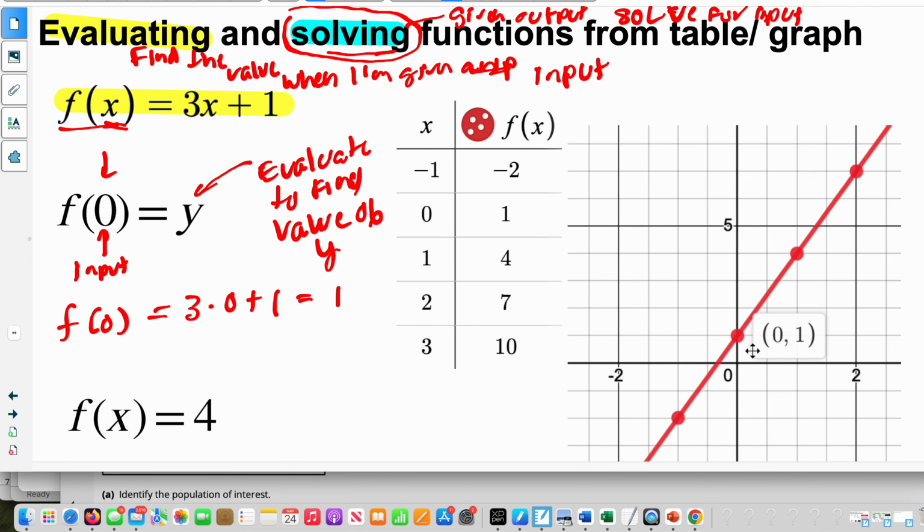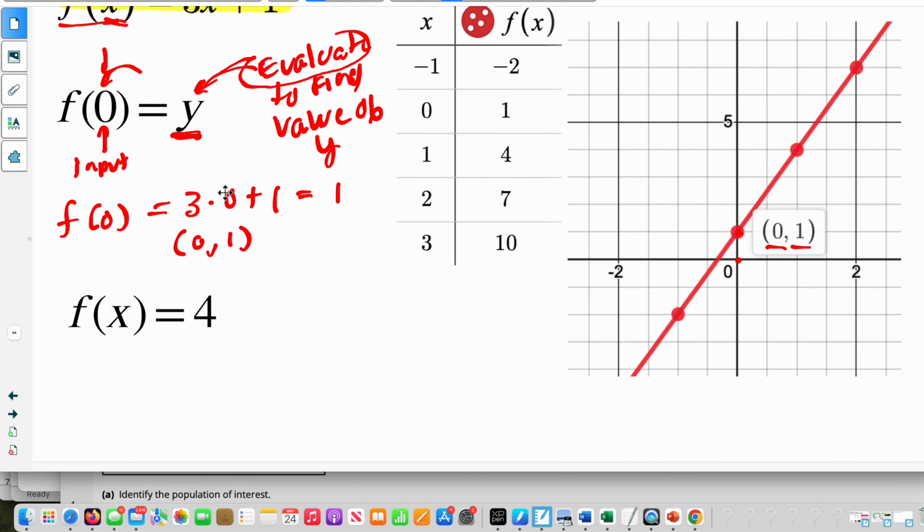All right, I can look graphically here. When I input x equals 0, y equals 1. Input 0, output 1. I can write this as (0, 1). This is evaluate. Given the input, I find the value, or evaluate to find the value of y.